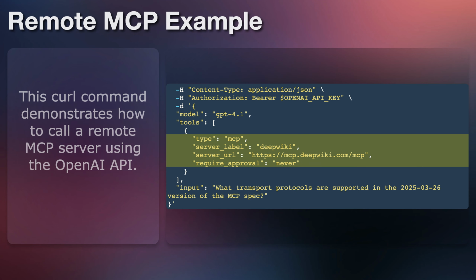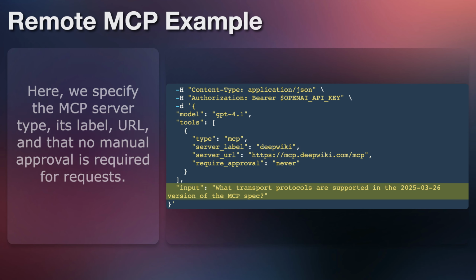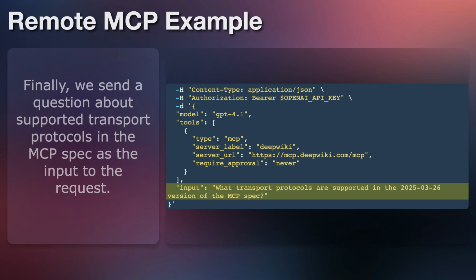This curl command demonstrates how to call a remote MCP server using the OpenAI API. Here we specify the MCP server type, its label, URL, and that no manual approval is required for requests. Finally, we send a question about supported transport protocols in the MCP spec as the input to the request.